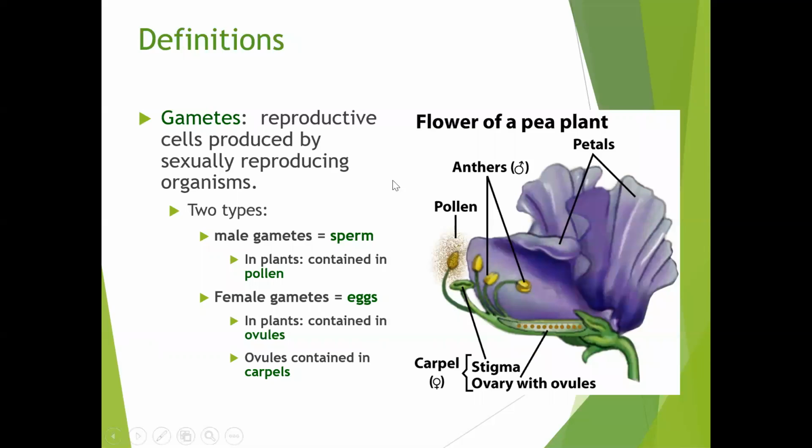A gamete is a reproductive cell in sexually producing organisms, male and female. So you're going to have a male gamete and a female gamete. The male gamete is sperm, and in plants, it's going to be contained in pollen or pollen grains. And eggs are going to be contained within the ovules. Okay, so if a flower is a complete flower, it has both male and female parts, and it's able to self-fertilize.